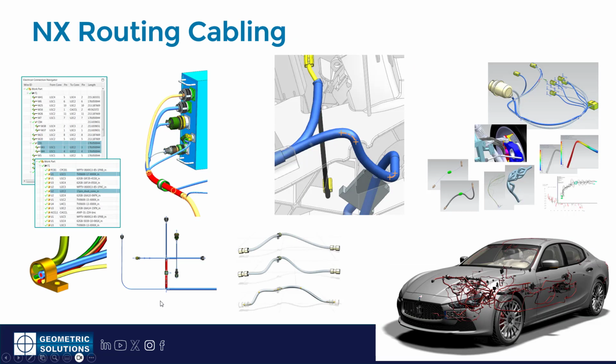Now sticking with the electrical side, NX routing cabling. Now you'll notice on my screen there are a number of different ways you can route cables. Do you want to have your cables routed and clipped properly? Do you want them to be associative? Do you want them to tie back to a bill of material? Well, with NX routing and cabling, you've got that ability.